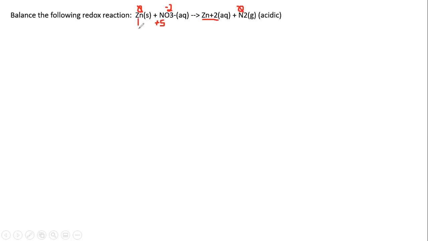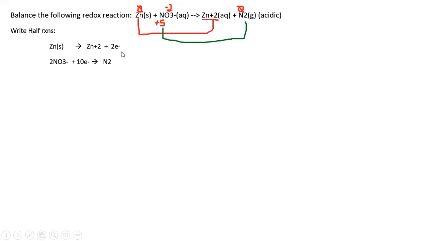So we see zinc goes from 0 to +2, and nitrogen goes from +5 to 0. Nitrate is reduced because its oxidation number decreases. Zinc is oxidized because its oxidation number increases. Now we can write the two half reactions. We have the oxidation half reaction, where the electrons are products, and the reduction half reaction, where the electrons are reactants.